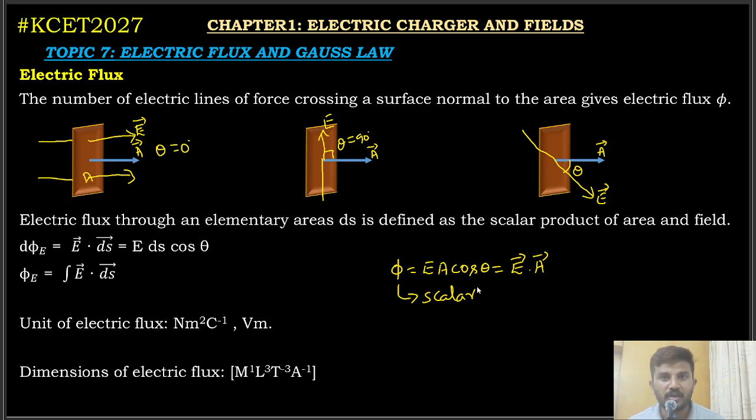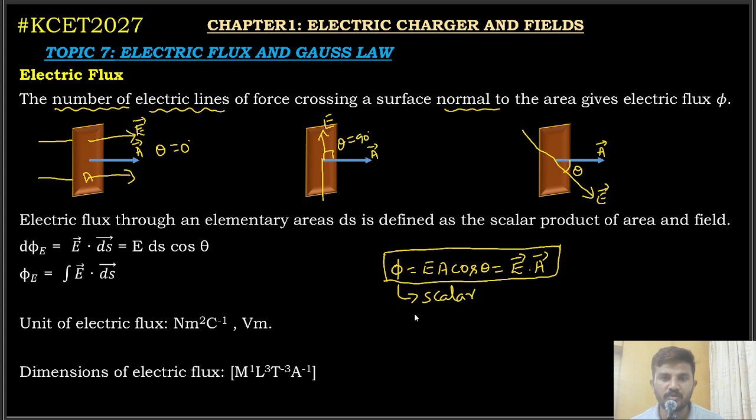Then how to define it? So electric flux is defined as the number of field lines passing normal to the given area. Number of electric field lines, or field lines of force also we can call, crossing the surface normal to it, normal to the area. So you can write the number of field lines passing through the given area normal to it, that is called electric flux. So that is given by this formula. Clear? This is one thing.